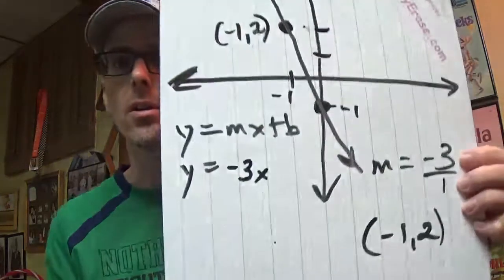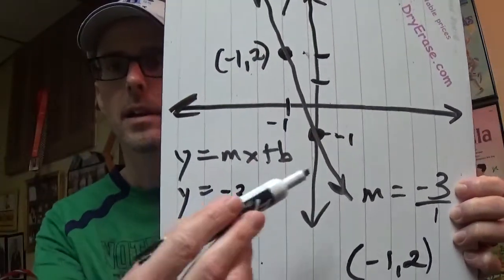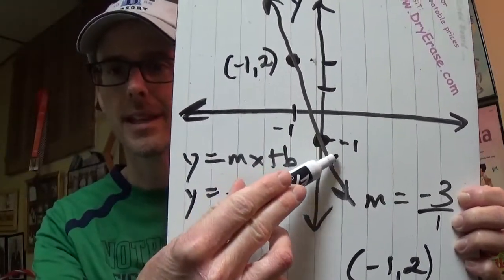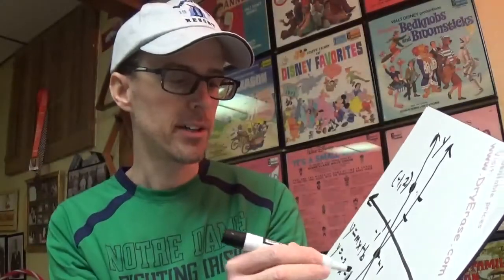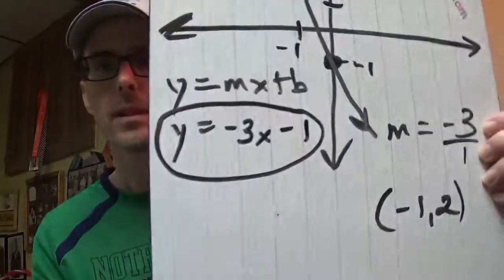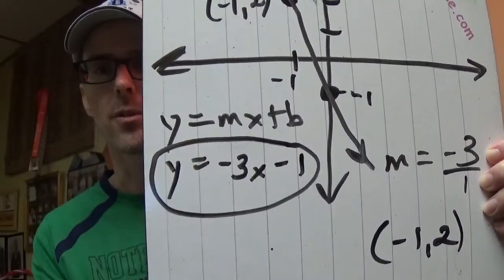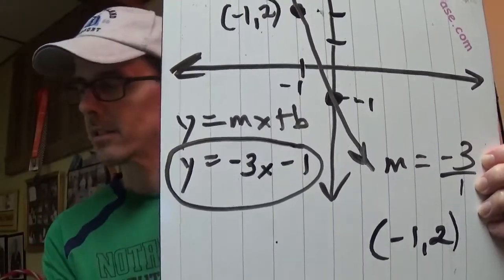And I now know the y-intercept is right here. The y-intercept is -1. That's my value of b. So the equation in slope-intercept form, y is equal to negative 3x minus 1.